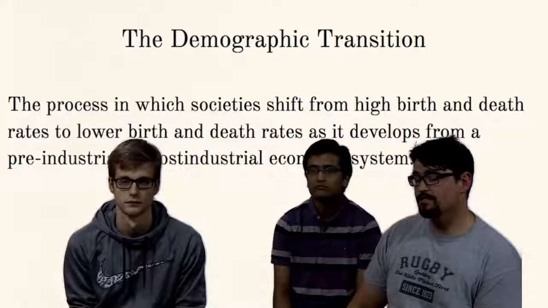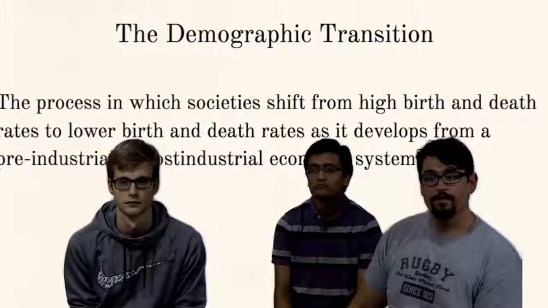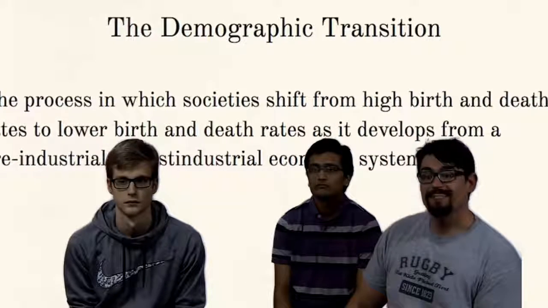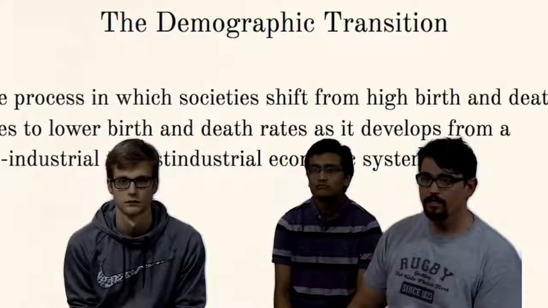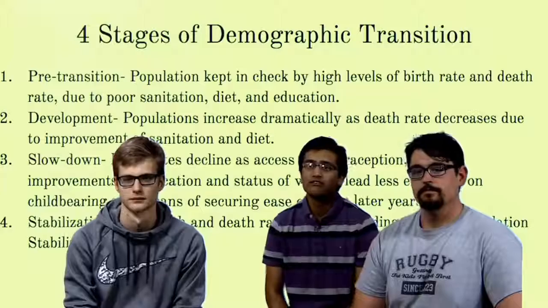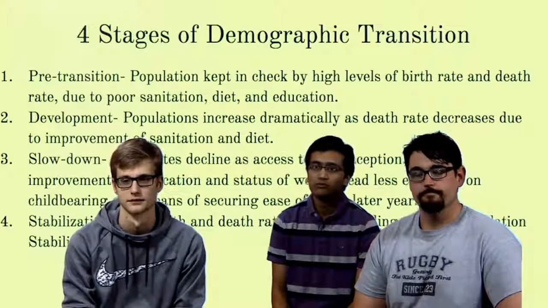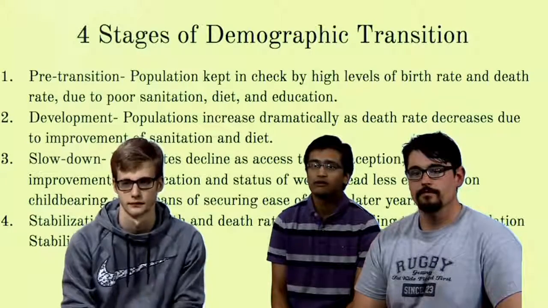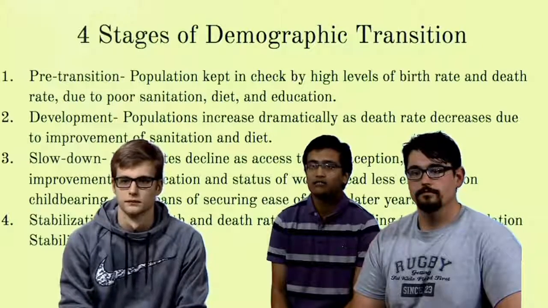The demographic transition is the process in which societies shift from high birth and high death rates to lower birth and death rates as it develops from a pre-industrial to a post-industrial economic society. There are 4 stages to demographic transition. The first is pre-transition, which is where population is kept in check by high levels of birth and death rates due to poor sanitation, diet, and education.